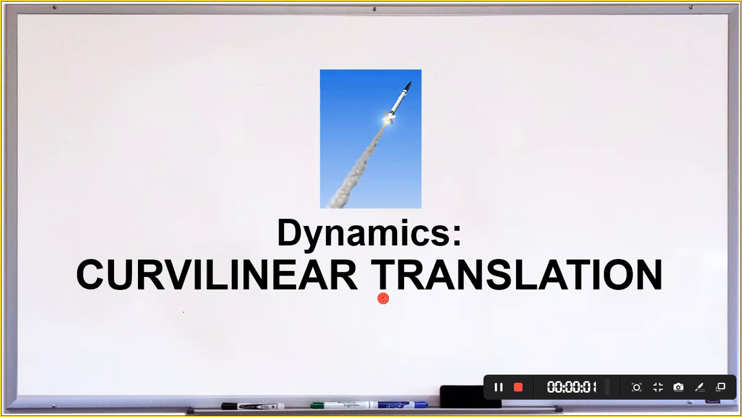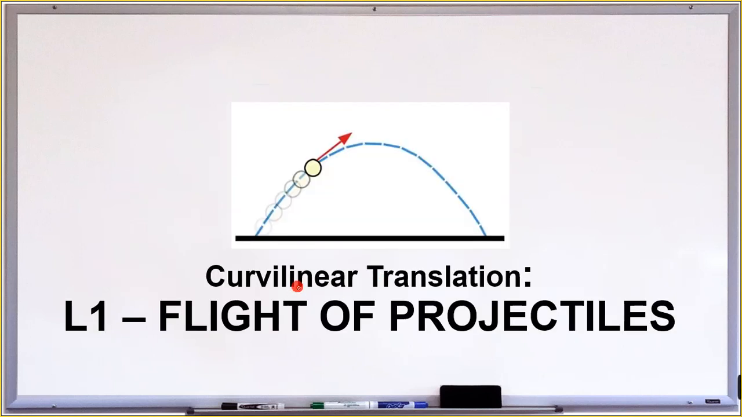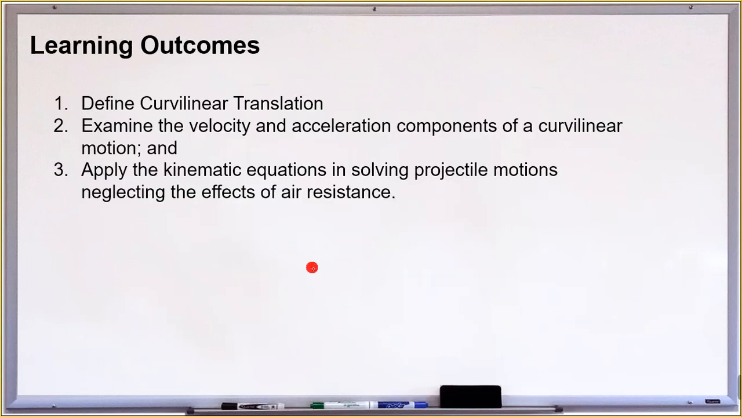So we are now on module 3, that is curvilinear translation. So by the end of this lesson, we are now on curvilinear lesson 1. So we're going to talk about flight of projectiles, or we are analyzing the projectile motion. By the end of this first lesson, you'll be able to define what is curvilinear translation.